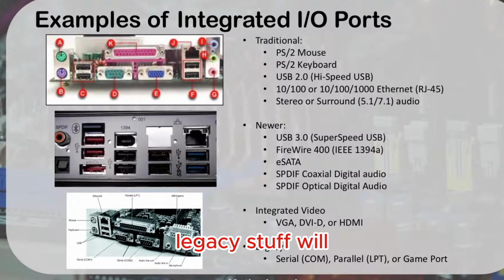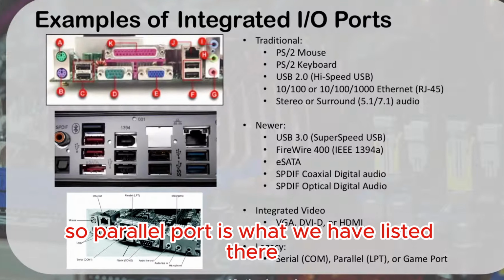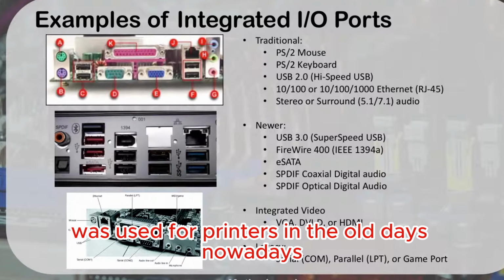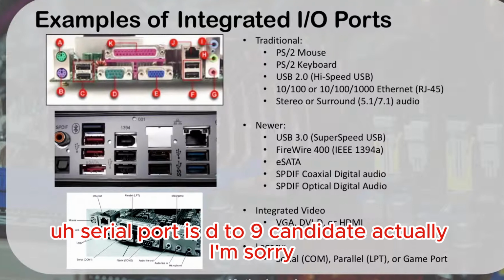And then some older, legacy stuff will be things like serial and parallel ports. So the parallel port is what we have listed there, K in pink. That parallel port was used for printers in the old days. Nowadays, what do we use? USB, right?